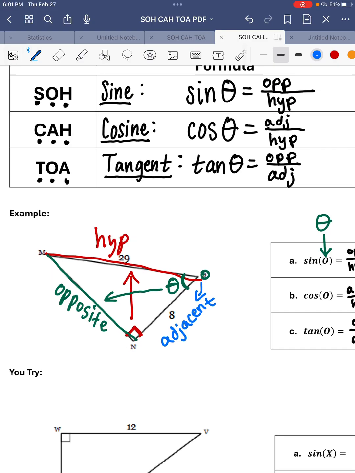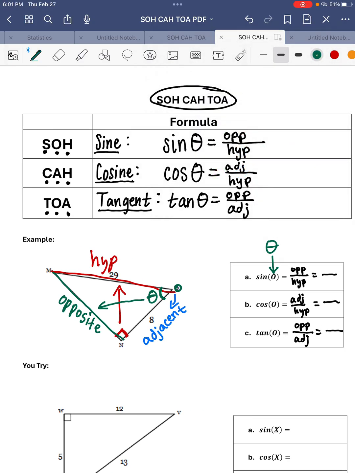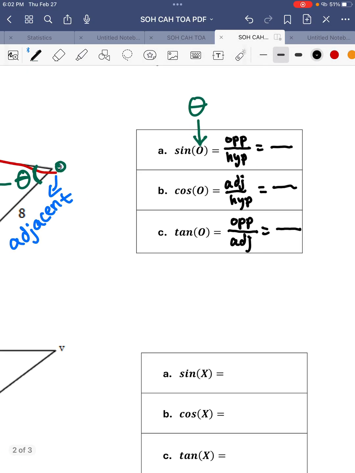Okay, notice when I'm looking at the opposite, there's actually no side length listed for me, right? My hypotenuse I know is 29, my adjacent is 8, but my opposite I don't know, so I'm going to give it an X. And when you are missing one side of a right triangle, but you have the two other sides, you can always find that missing side using the Pythagorean theorem.